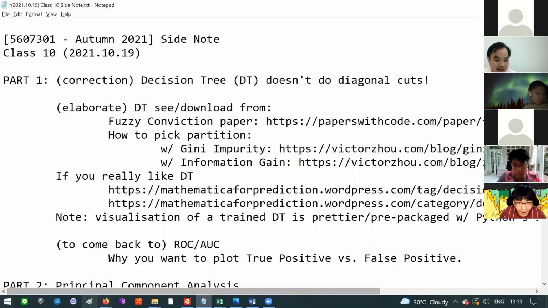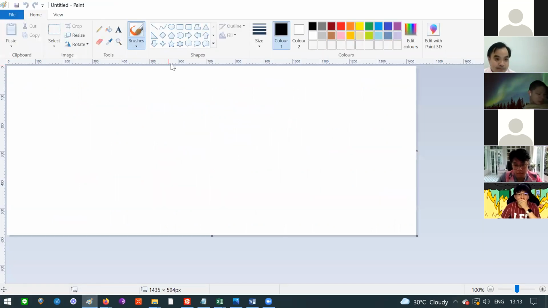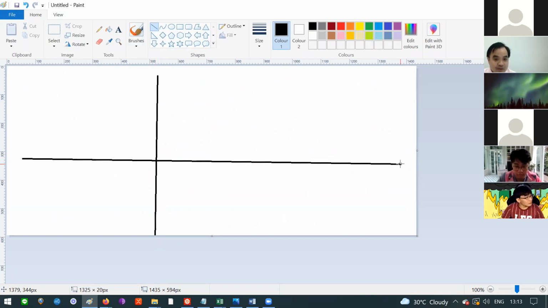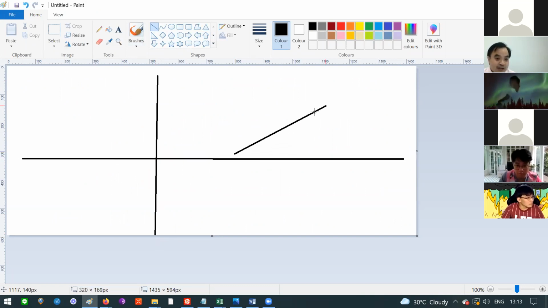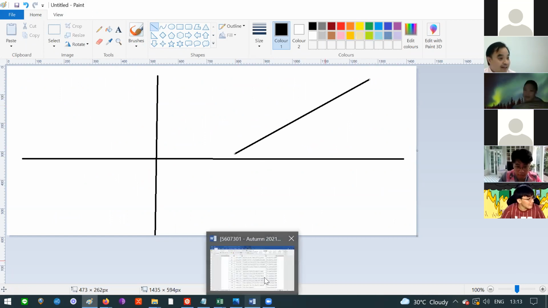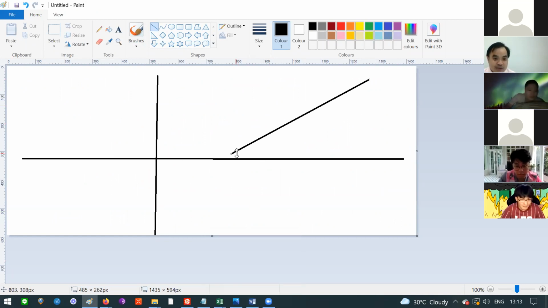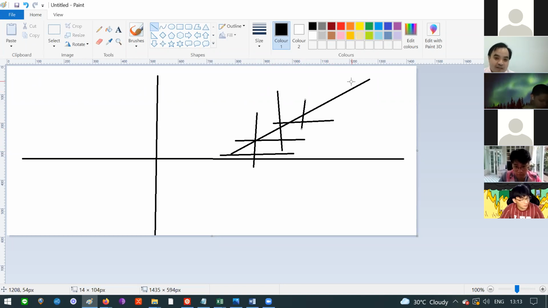For example, let's go to that picture again, because it can only do the horizontal and vertical cuts, right? It cannot do this diagonal one. So if you want to create this kind of partition, you have to do many cuts in sequence. You have to go like this, and then like this, and then like this. Eventually, you approximate the diagonal line, but it takes you a while to get to that partition. So a decision tree can't do diagonal cuts.